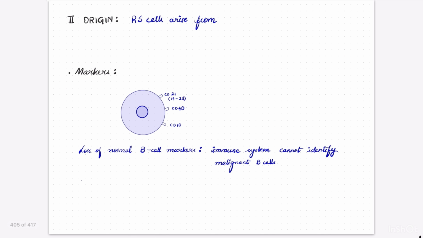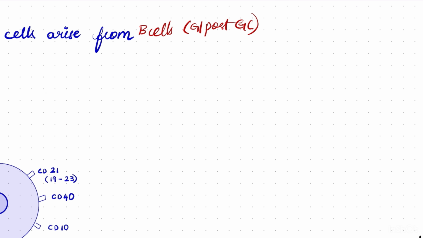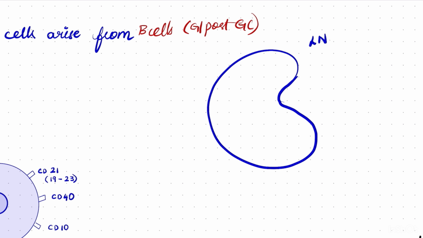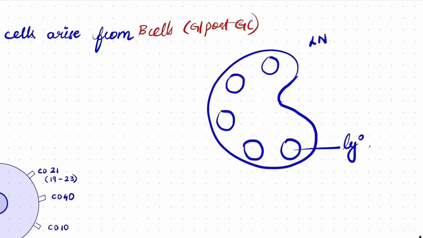Coming to the origin, as we have discussed, the RS cells arise from the B cells of the germinal center or the post-germinal center of the lymphoid tissue. For example, consider a lymphoid organ like a lymph node. The lymph node is made up of an inner portion, the medulla, and a peripheral portion, the cortex. The cortex contains many round structures called follicles. These are the lymphoid follicles.